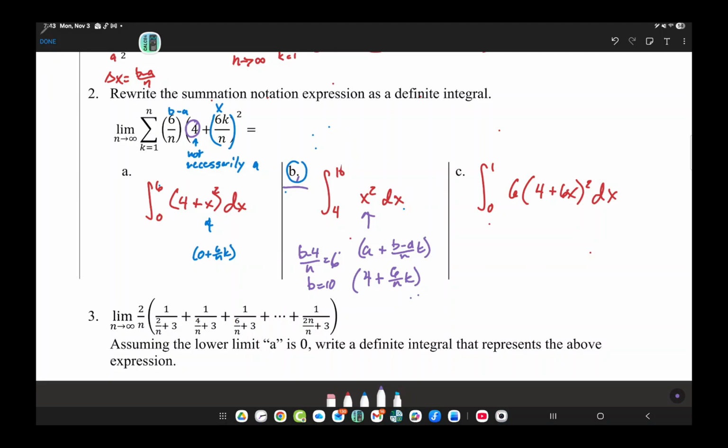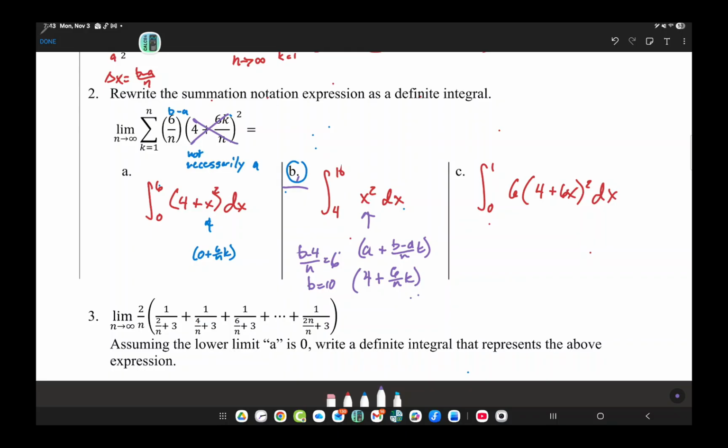So yeah, the whole thing is plugged in for x squared. You really would just replace all of this with just x, and that would be it. That would be your whole function.